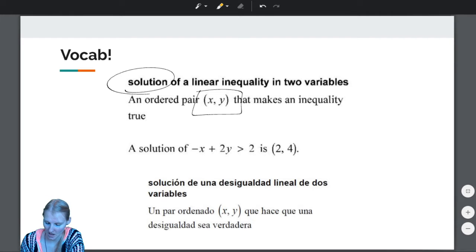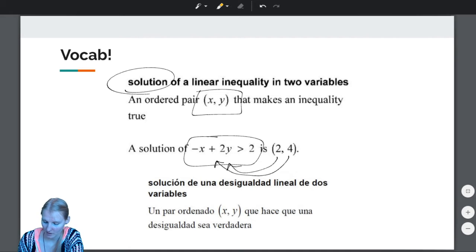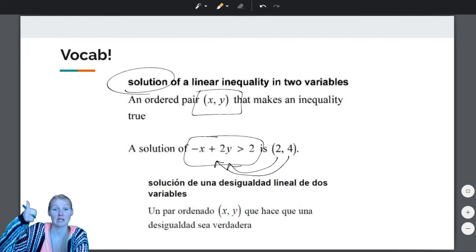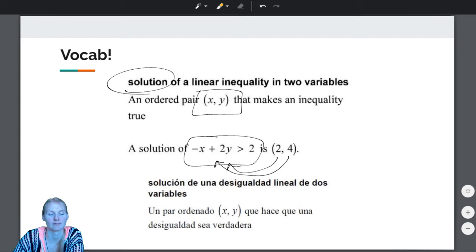So if I think of x plus 2y is greater than 2, if I plug these numbers in for x and y, and it gives me a true statement, it's a solution. Doesn't give me a true statement, not a solution. Kind of like what we did in 5.1 when we checked solutions of systems of linear equations, excuse me. Today is linear inequalities.